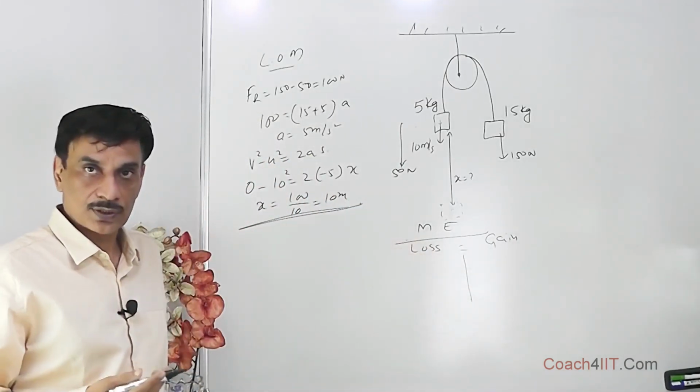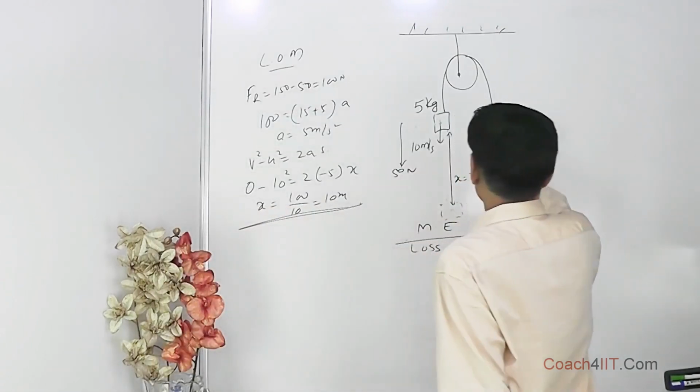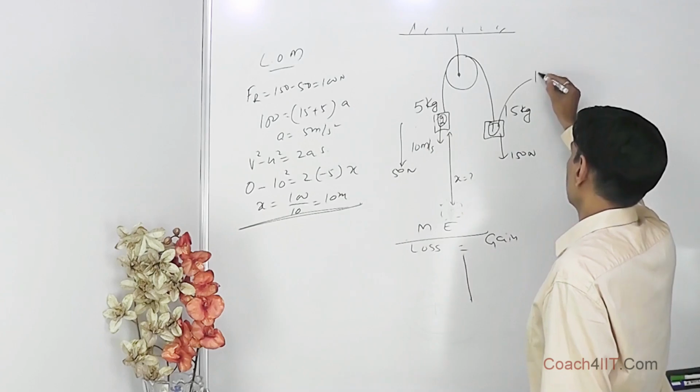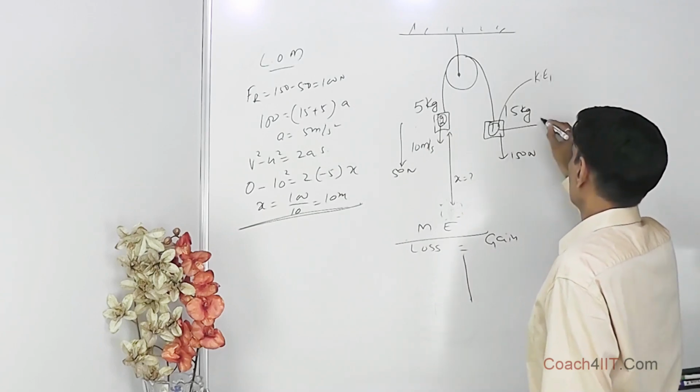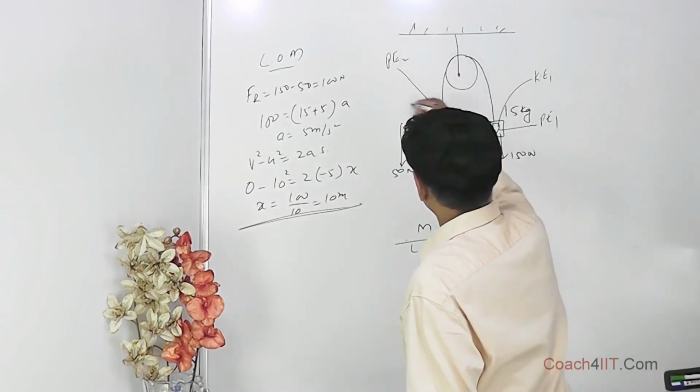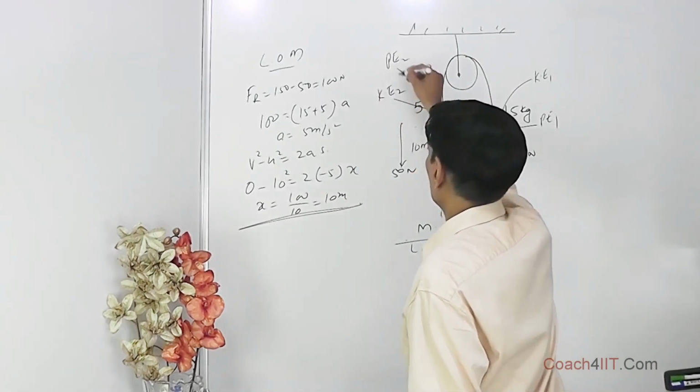So we have two blocks. We take this as block number 1, and this as block number 2. The terms associated with this are kinetic energy 1, potential energy 1, potential energy 2, and kinetic energy 2. For convenience only, we write it.